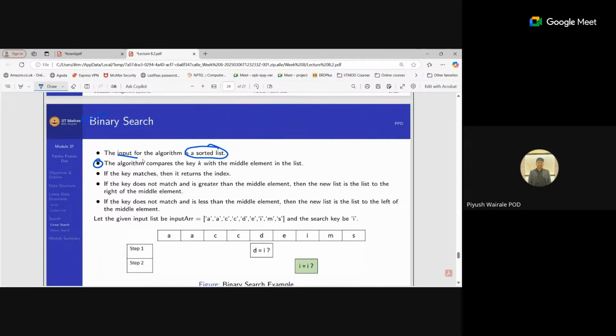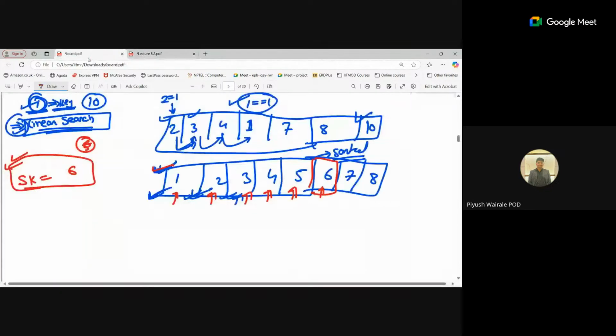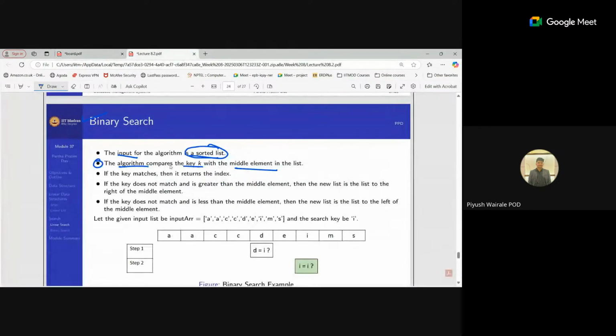So first we need to sort the list. Then the algorithm compares a value, that particular key value, with the middle element in the list. So same thing. Suppose I want to search for 6. How many elements are there here? 8. So how do we find the middle of this? With the index position, you can find it, right? If the key matches, then it returns the index of that value.